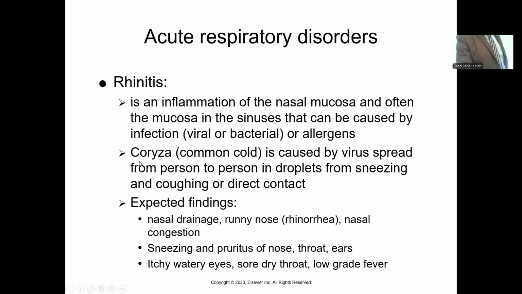Coryza is the common cold. It's caused by a virus that spreads from one person to another through droplets from sneezing or coughing or direct contact. We're going to need hand sanitizer every single foot, every one foot in New York City, there should be a hand sanitizer because it's really out of control. And rhinitis comes with nasal drainage.